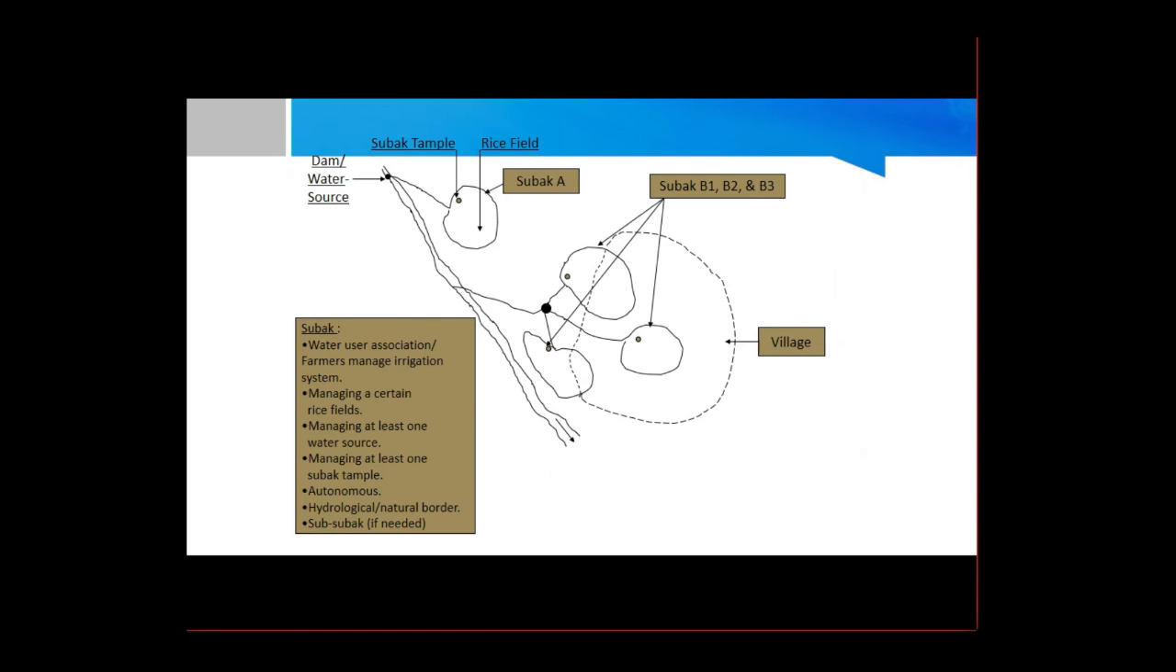Yes, this is if several Subak get water from one source like this, so the several Subak will organize themselves as a Subak Gede, we call in Bali, or there is a coordination body for several Subak that get water from one source. What for? To organize, to manage the water from the water division building as justice as possible. One Subak can borrow water from the other Subak if needed.